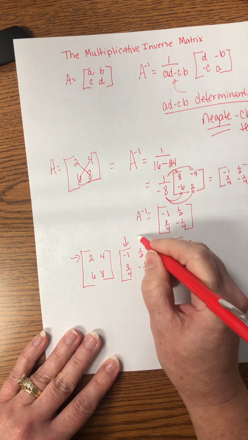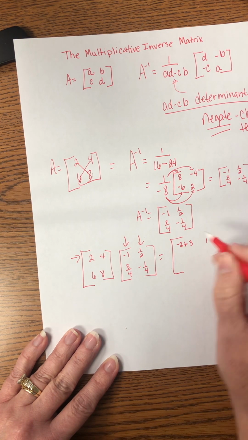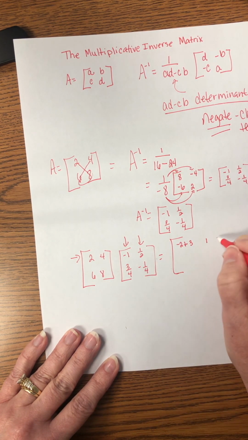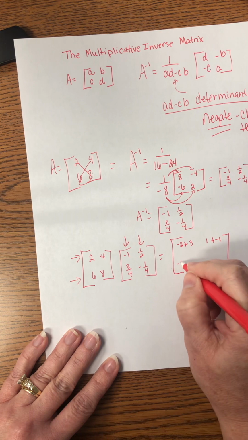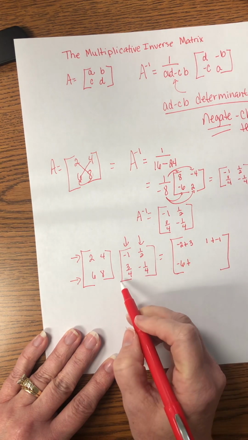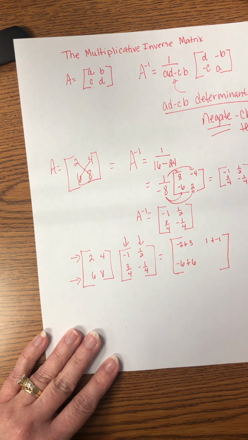Now let's do row 1, column 2. 2 times 1/2 is 1. 4 times -1/4 is -1. Row 2, column 1, 6 times -1 is -6. And 8 times 3/4 is +6.